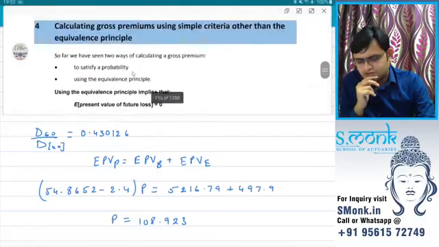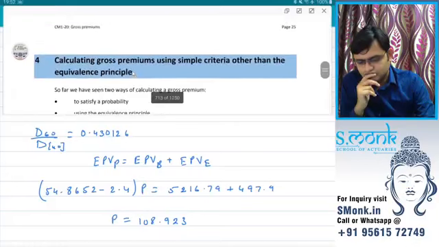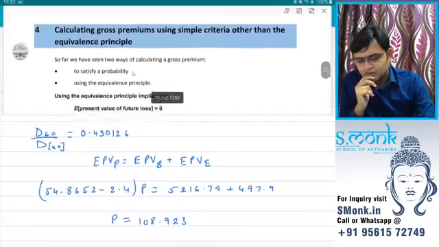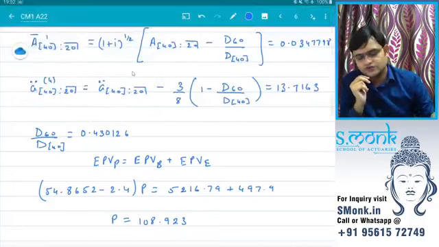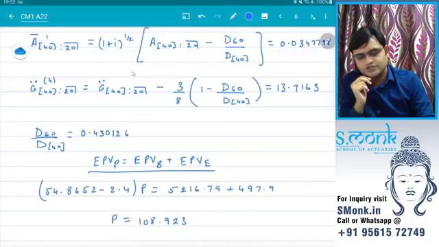Let's see this question. Now see, there is this principle that we used. This principle is called the equivalence principle.